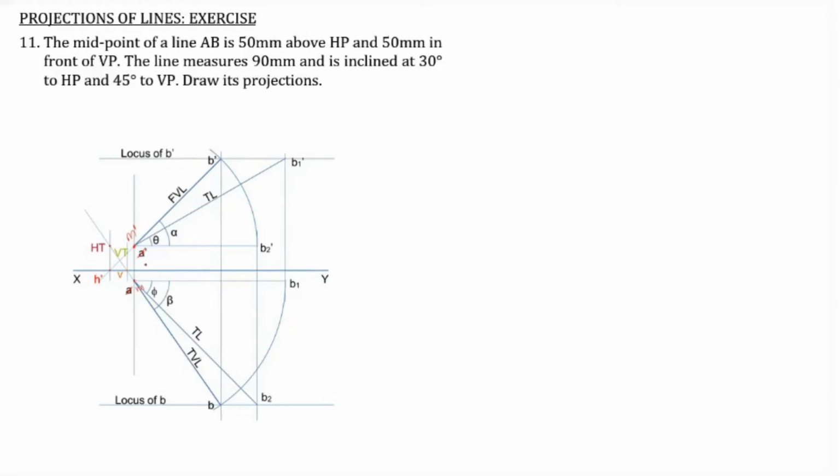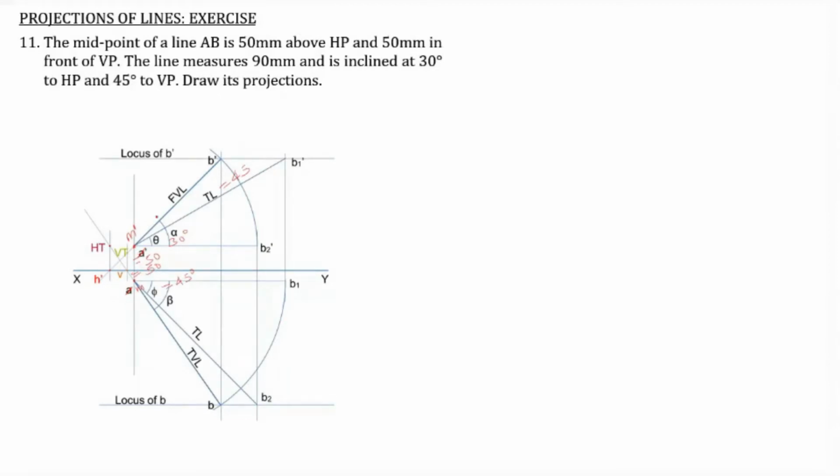Then the true length will be equal to 45. The true inclination theta will be equal to 30 degrees. True inclination phi equal to 45 degrees. So that is the condition that is given. M is at a distance of 50 and 50 in front of VP. So these values are given.